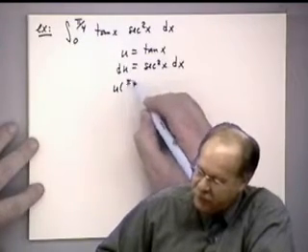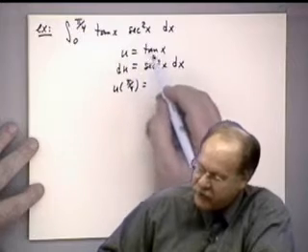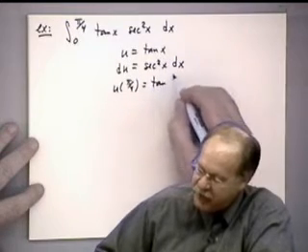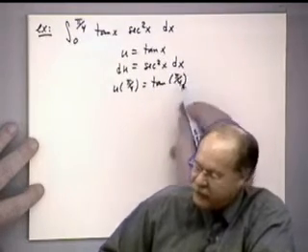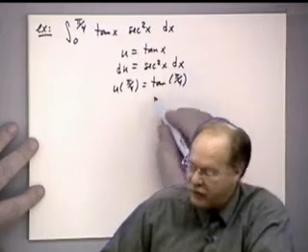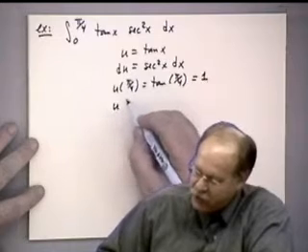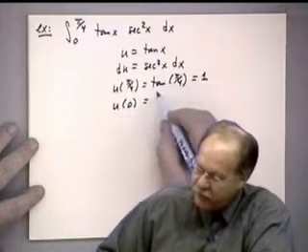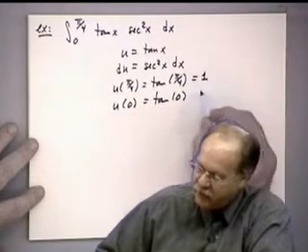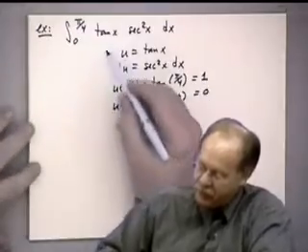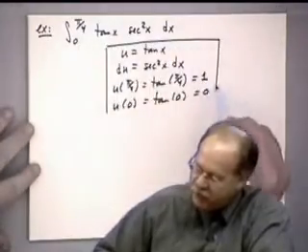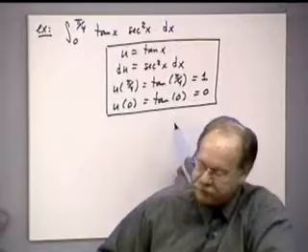U at the upper limit, pi over 4. U is tangent x, so this would be tangent of pi over 4, and that's one of the few tangents you should know. The tangent of pi over 4 is equal to 1. Then u at the lower limit, 0, is the tangent of 0, and the tangent of 0, of course, is 0.